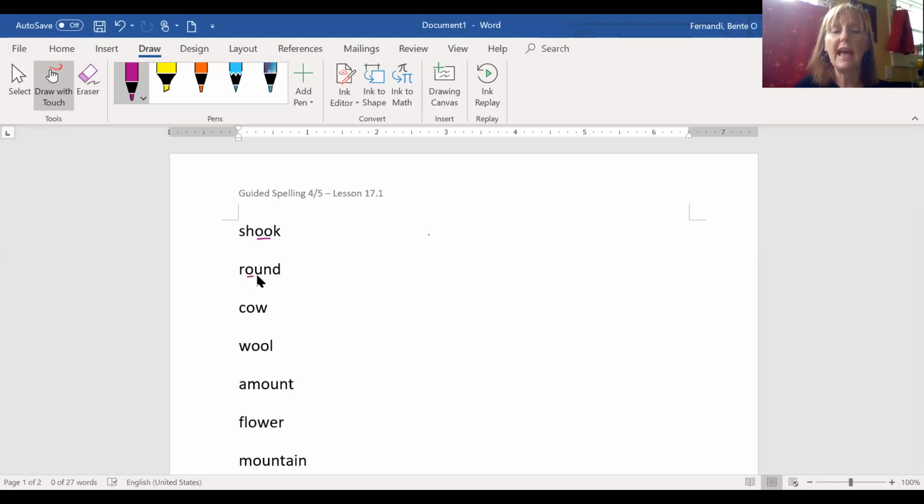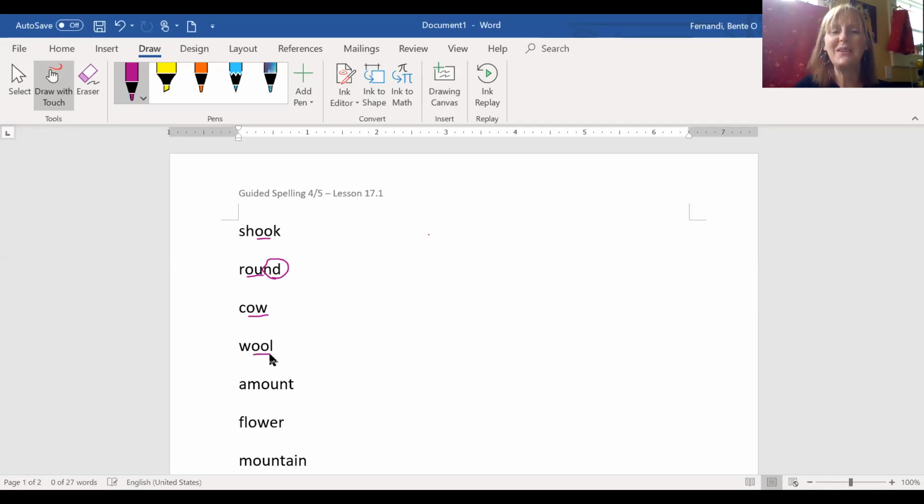This one, we have the ow sound. Again, you'll notice it's in the middle of the word. The OU is usually in the middle of the word because it's followed by the ND, that blend. Cow, ow sound, but at the end of a word, so we're going to use the W, OW.